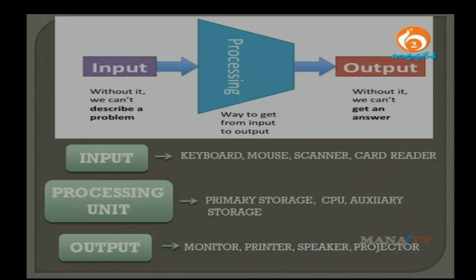Without it we can't describe a problem or information. So if you have a problem, the first thing you have to do is put the problem through the input into the computer. And what is processing? Here, the hero will be your computer. It is the way to get from input to output. The processing will take the information you require from the input device and calculate it to give to the output.